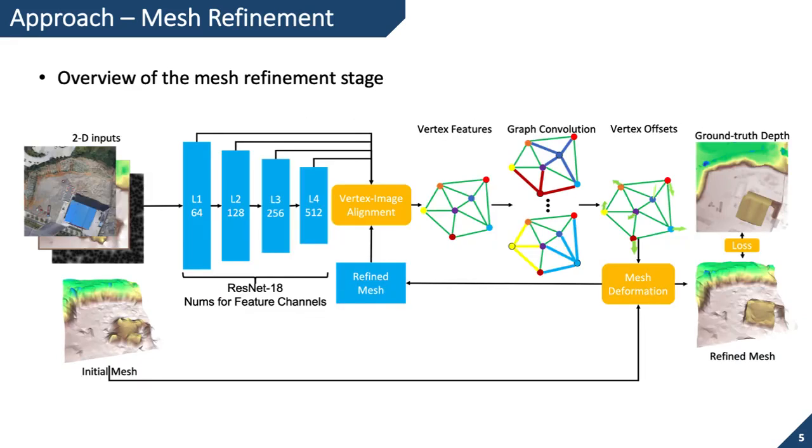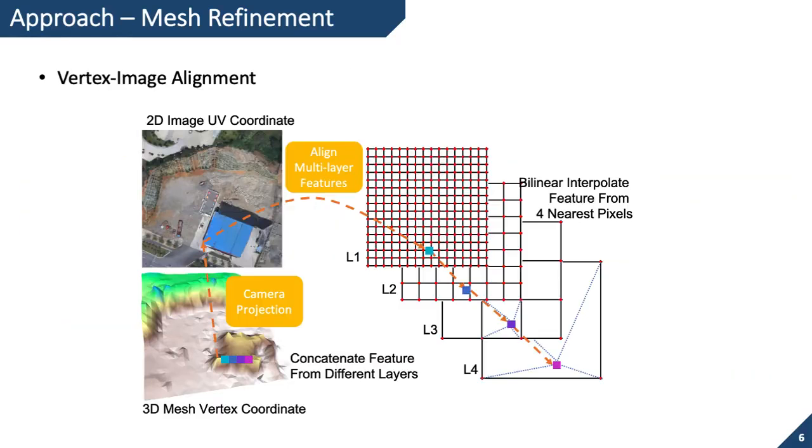Here's an overview of the mesh refinement stage. We first extract 2D features from the image inputs. Then we use vertex image alignment to retrieve mesh vertex features from the 2D feature maps. We then apply 3D graph convolution on the 3D mesh and derive the vertex offset to deform the mesh. The refined mesh is fed to calculate the error with regard to the ground truth and also fed back to the vertex image alignment again if there's one more refinement stage.